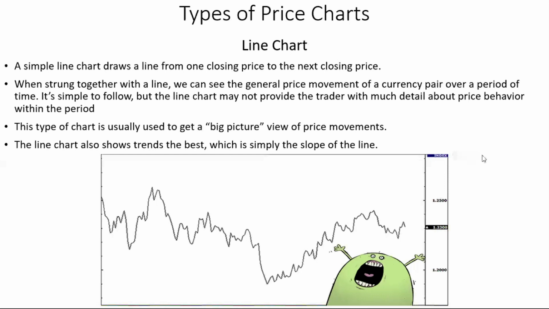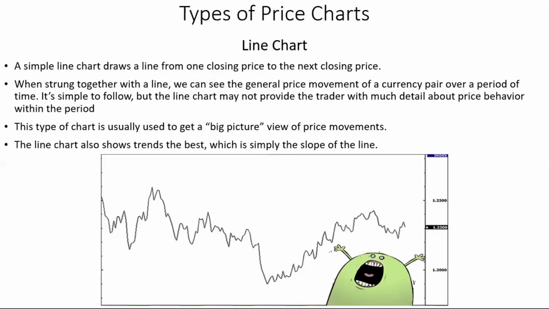Three most popular types of price chart: line chart, bar chart, and candlestick chart. So what is a line chart? A line chart draws a line from one closing price to the next closing price. So if you take from one point to the next point, it gives you the closing of that day to the closing of the next day. When put together with a line, we can see the general price movement of a currency pair over a long period of time.